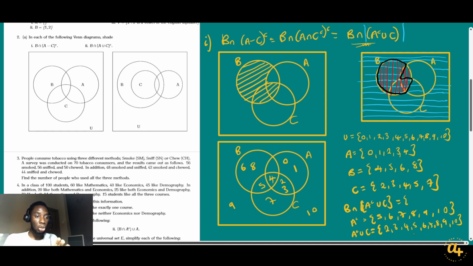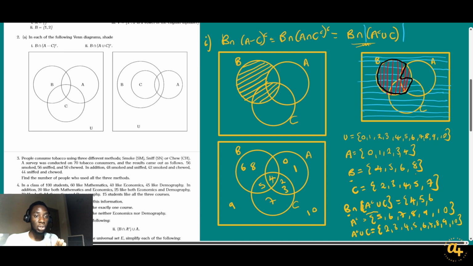Now let's look for the element that is common between the set B and the set A complement union C. We know what our A complement union C is, we know what our set B is, so now let's find the common elements. When we look at set B here, 4 is in the set B, 4 is also in the set A complement union C, so we're going to have 4 there. And then 5 is in the set B, 5 is also in the set A complement union C, so we're also going to have 5 there. And then 6 is in the set B, and 6 is also in the set A complement union C, so we're going to have 6 there.